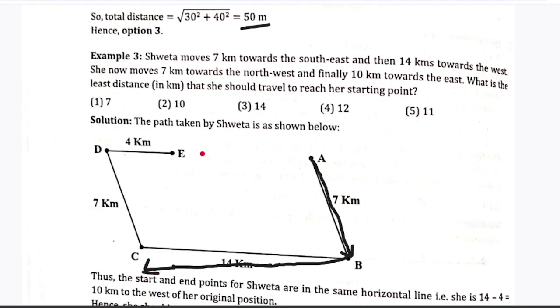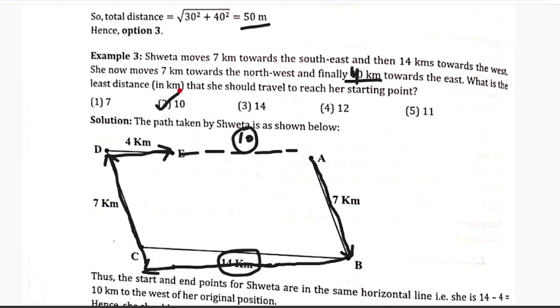After that, 7 kilometers towards the northwest. So then it went northwest. And then they say finally 10 kilometers, actually here it was 4. So it is 4 kilometers towards the east. Now how much is remaining? Now this is a parallelogram kind of thing. This is 14, this total should be 14. That means this is 10. That was remaining. That is the answer we have.